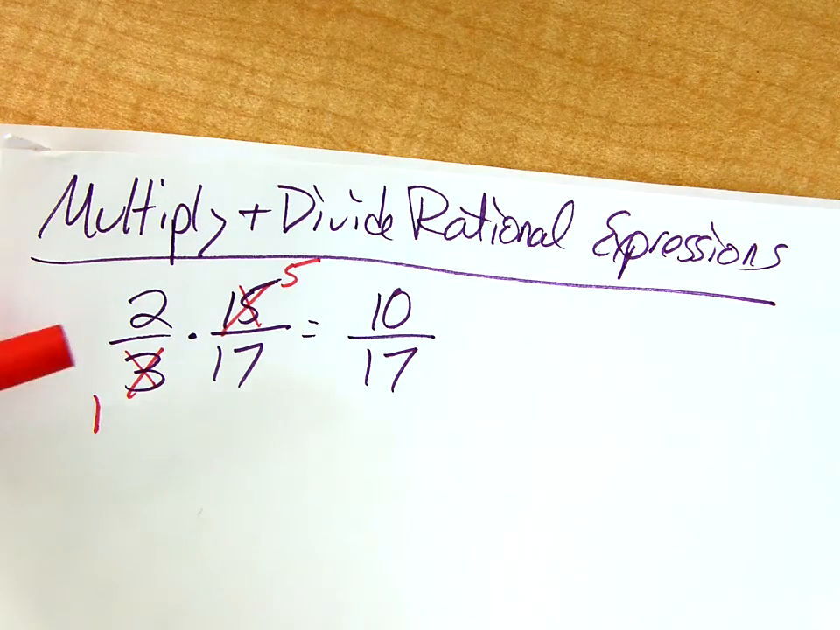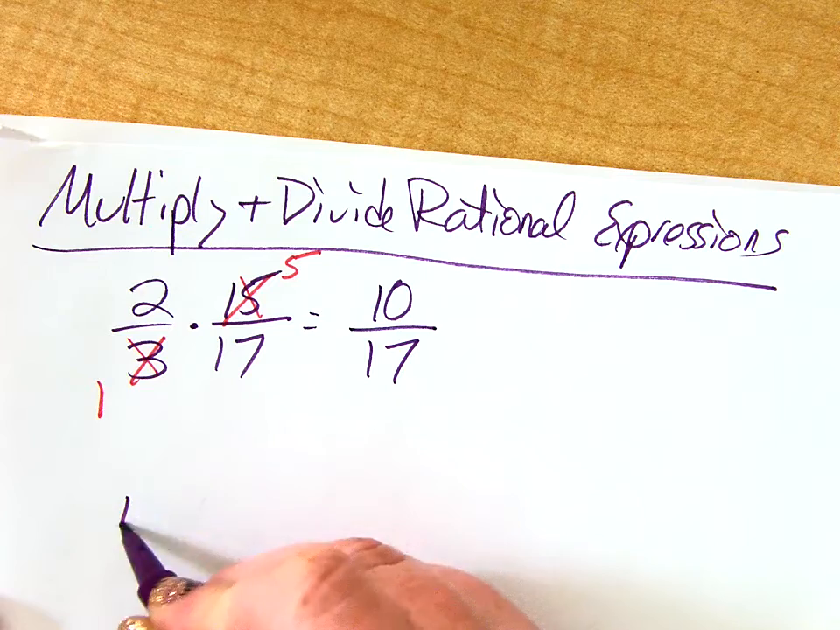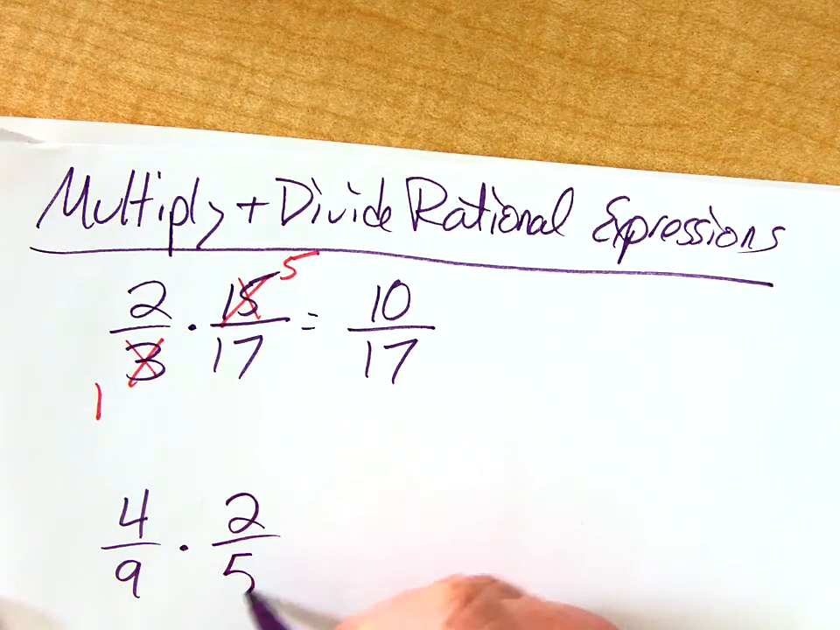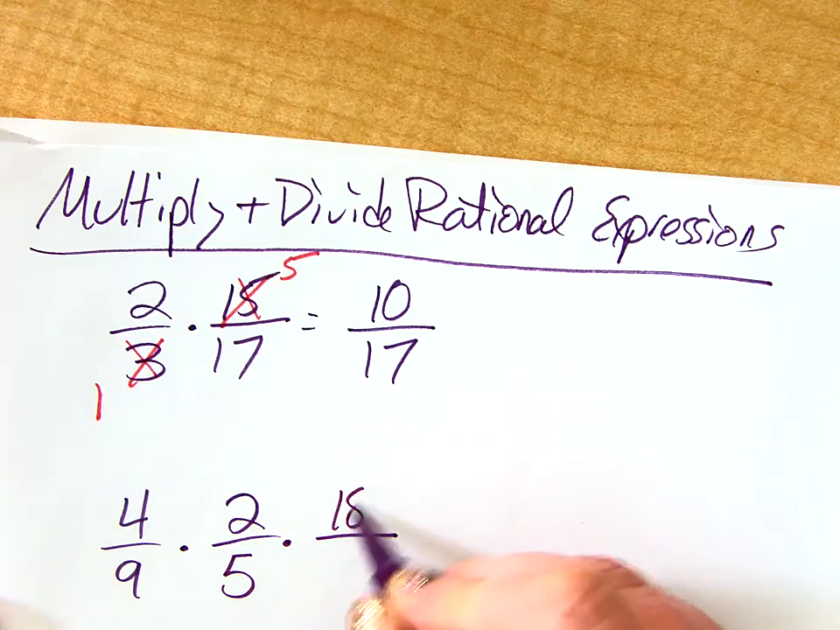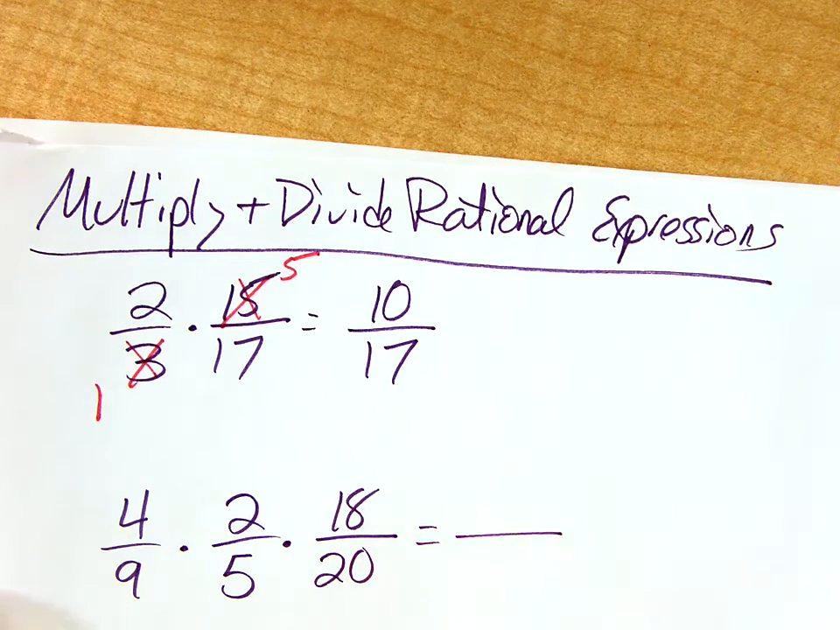That was a lot easier than 2 times 15 would be 30 over 3 times 17, which is 51, and then reducing that. You can, but why would you want to bother, if I could just do that instead and keep my numbers nice and easy? And it doesn't even matter, you could have multiple fractions. Say you had 4/9 times 2/5 times 18/20.